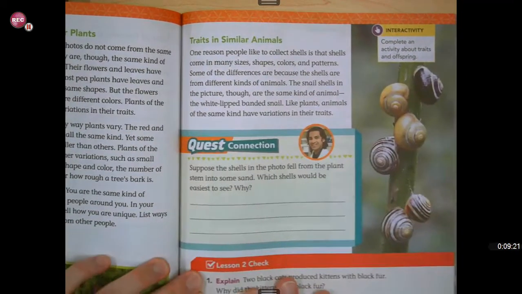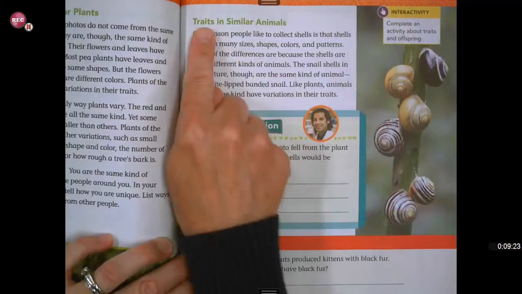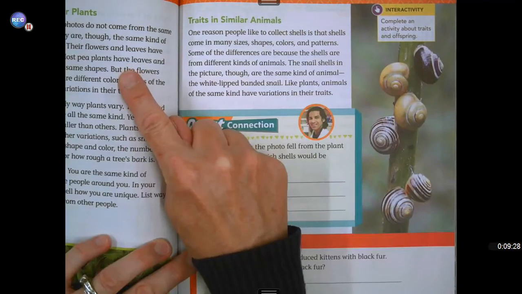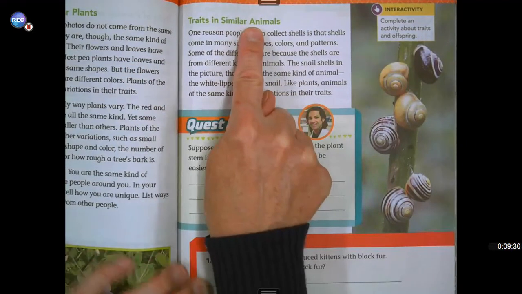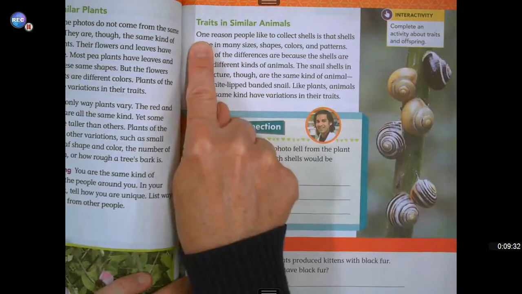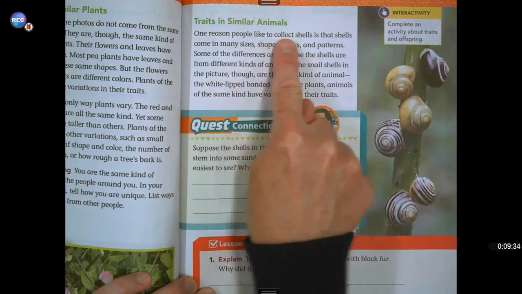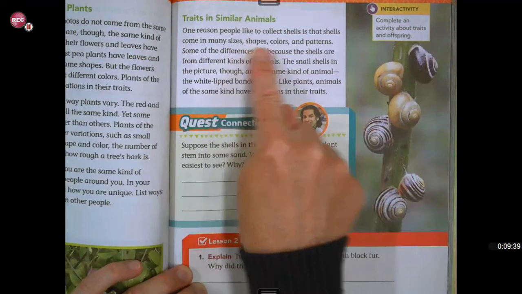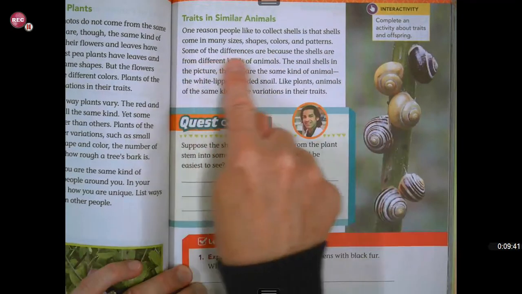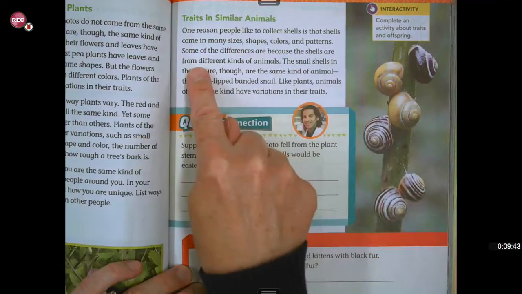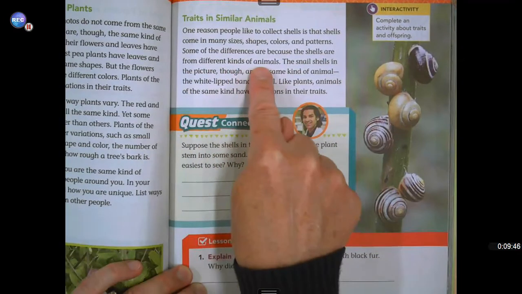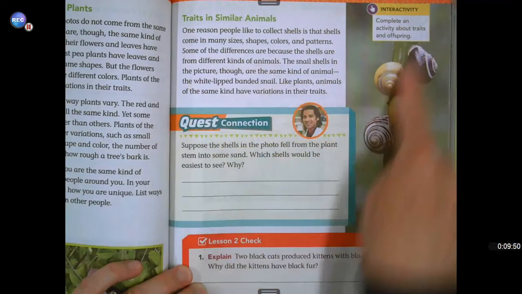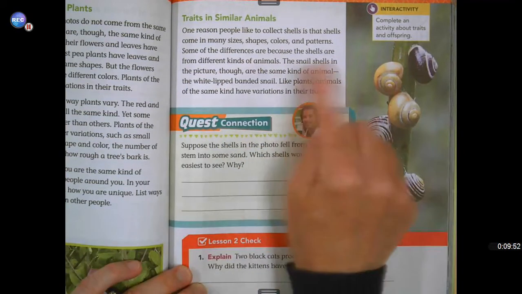Okay, and let's look at the last page. It says traits in similar animals. So we talked about how plants that are similar still can have differences, while animals can also have differences. Let's look at that. One reason people like to collect shells is that shells come in many sizes, shapes, colors, and patterns. Some of the differences are because the shells are from different kinds of animals. The snail shells in the picture, though, are the same kind of animal.